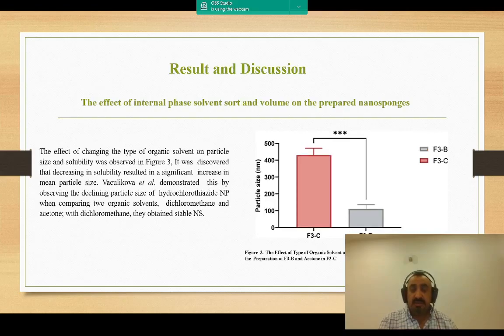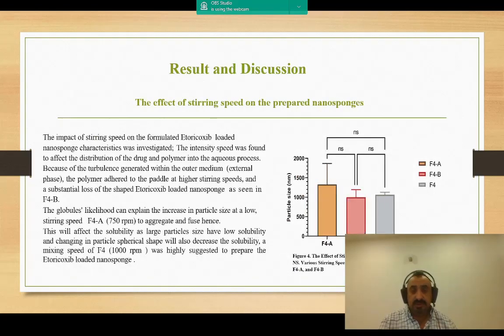Also, the effect of the internal phase. We use organic internal phase, dichloromethane and acetone. It was found that the particle size of the formed nanosponge was larger with acetone and smaller with dichloromethane, and this will affect the solubility in aqueous solution.